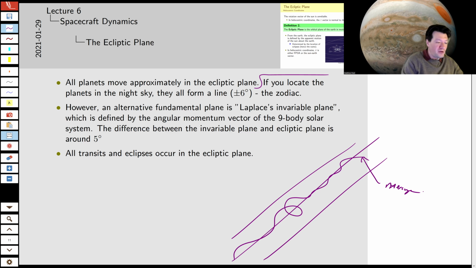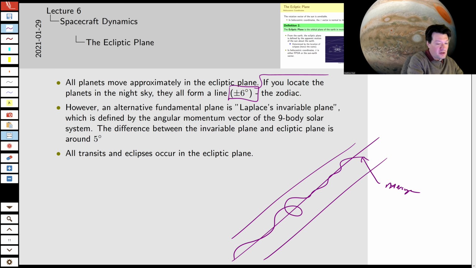But they're all approximately the same, so all of the current planets, excluding Pluto, are all within plus or minus 6 degrees of this ecliptic plane. So they don't move far out. And in particular, Jupiter, which is the biggest planet and contributes most to the angular momentum of the solar system, is only about 0.5 degrees off of the ecliptic plane.